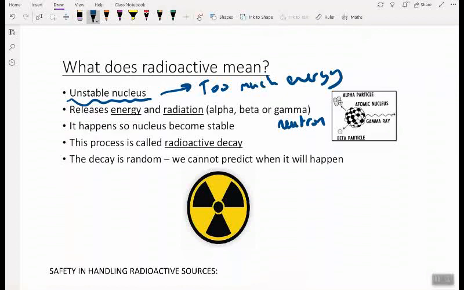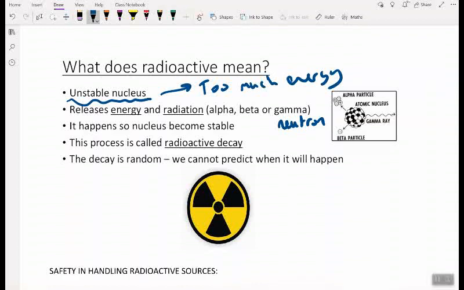There are things like X-rays as well, which I'm not going to go into because that's not on your GCSE. When the nucleus gives out this radiation, it becomes more stable, and that's called radioactive decay. The nucleus has undergone radioactive decay. So we've got to be careful: it's not coming from the atom, it's coming from the nucleus itself.